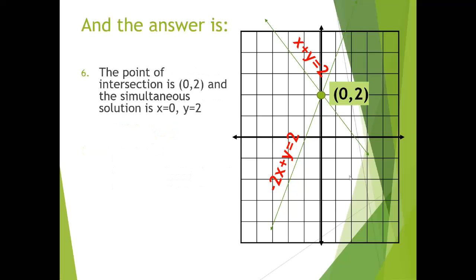And there it is. Okay, so you can use either method, elimination or substitution, to find the point of intersection of two lines to solve a system of equations.